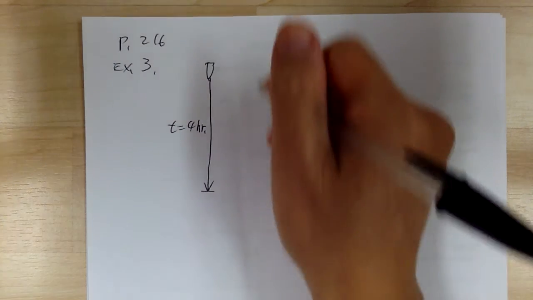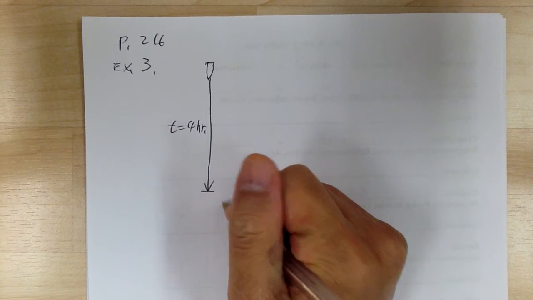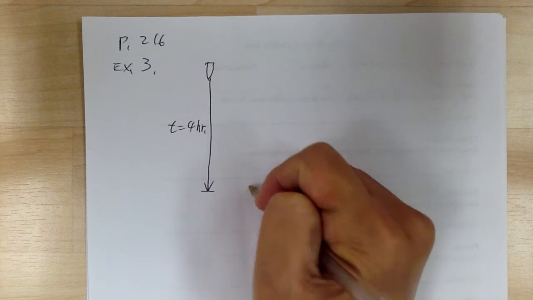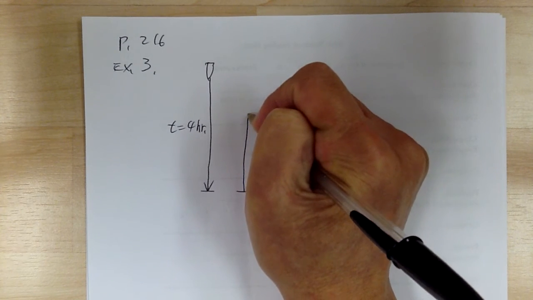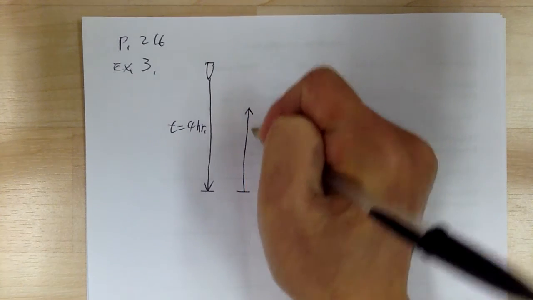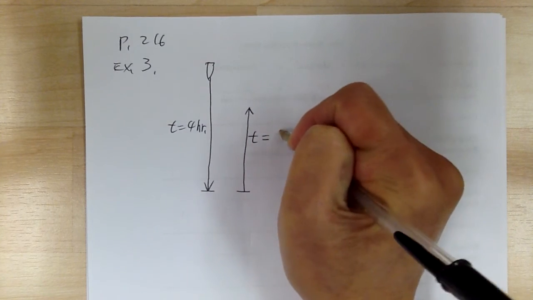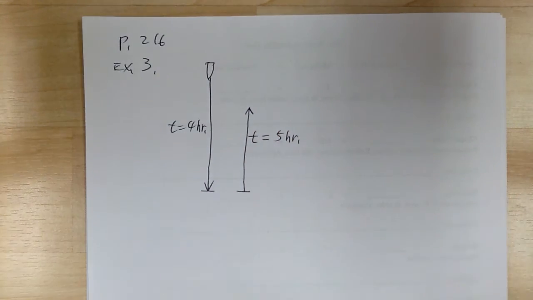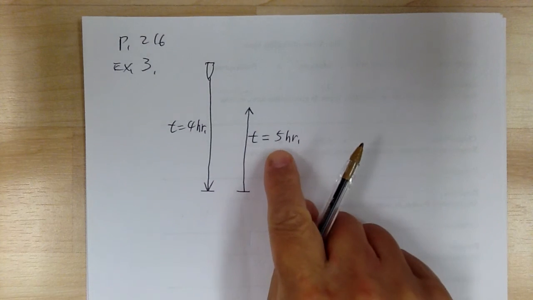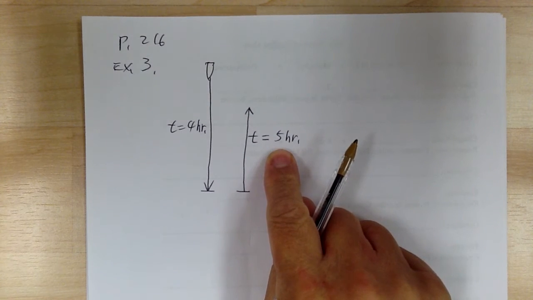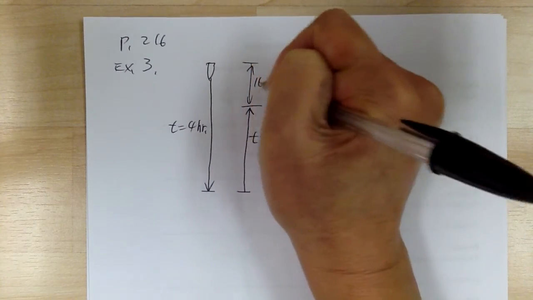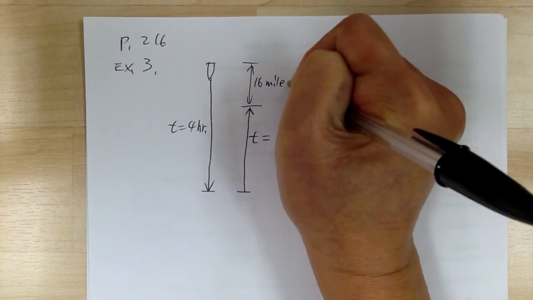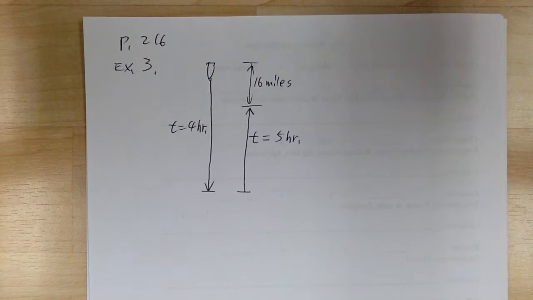And so it goes downstream for 4 hours and then it's going to turn back and go upstream. So now it's going to go back upstream for 5 hours, so T equals 5 hours. But when going upstream, the water is pushing it back. So even though it goes 5 hours, it's still 16 miles short. It didn't quite make it back yet because of the water.